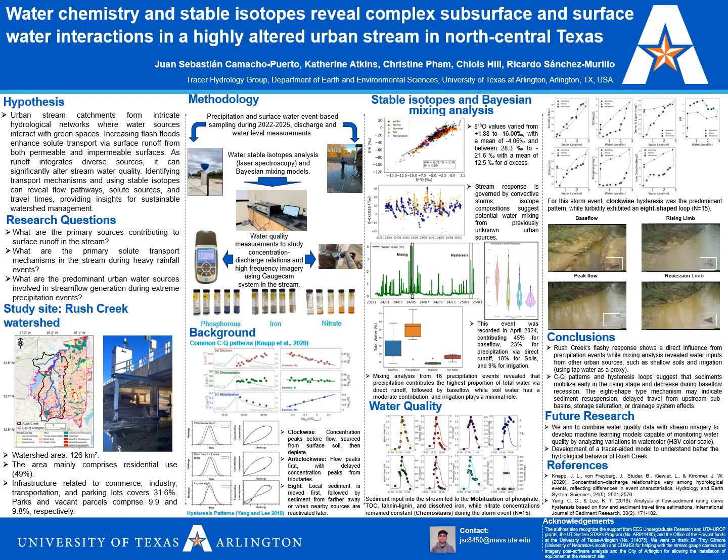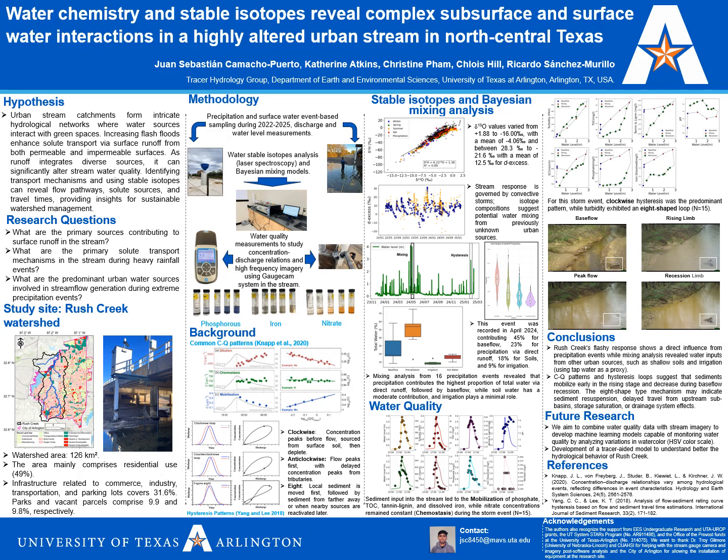For the water stable isotopes, we plot the local meteoric water line, and we see that O18 ranges between 1.8 to -16. Looking at the graph of d-excess, we can see that there are different sources composing the water in the stream. For that, we selected an event during April 2024. In this event, we have 45% of base flow, 23% precipitation, 18% of soils, and 9% of irrigation.